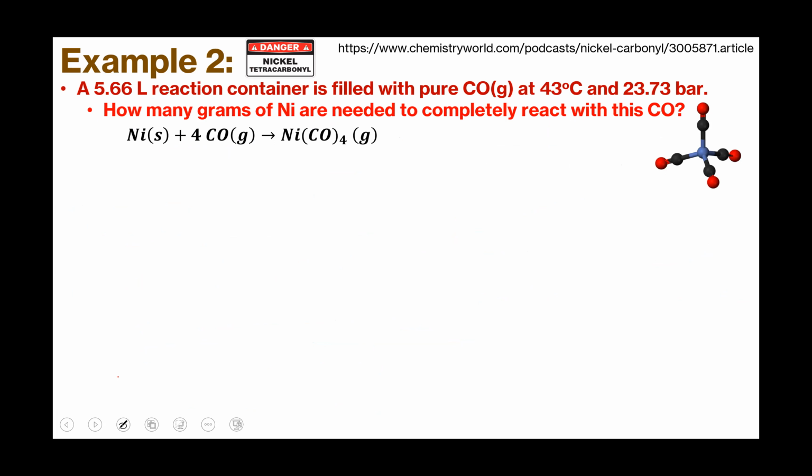Anyway, we're looking for how many, let's see, what do we got? 5.66 liter reaction containers filled with pure CO at 43 degrees Celsius and 23.73 bar. Remember, this is pressure. Okay. How many grams of nickel are needed to completely react with this CO? Okay. So the answer is going to be grams of nickel.